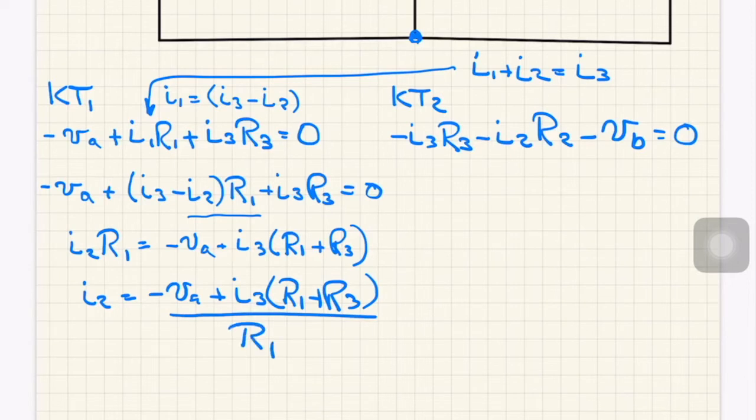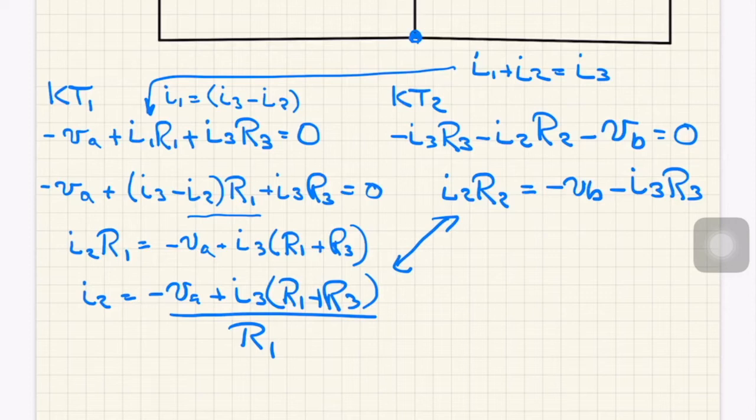Now I can swap to the right hand equation, the KT2 equation, again with the strategy that I want I2 to be isolated, so I can set these equations to be equal. So now I can write the I2 R2 term, so that's moved over to the right hand side, or the equivalent of that, and that's going to be equal to whatever is left over on the left hand side, and that will be minus VB minus I3 R3. So now I have these two equations, left and right hand side, set equal to each other. So these two equations are now going to be considered equivalent.